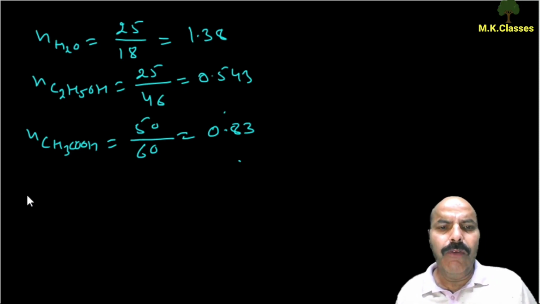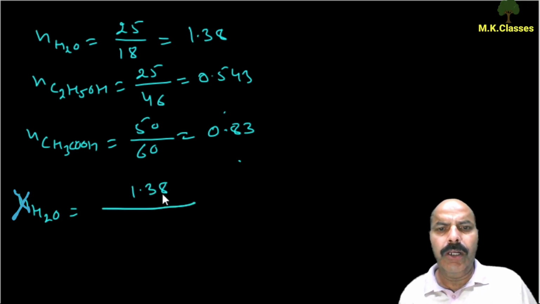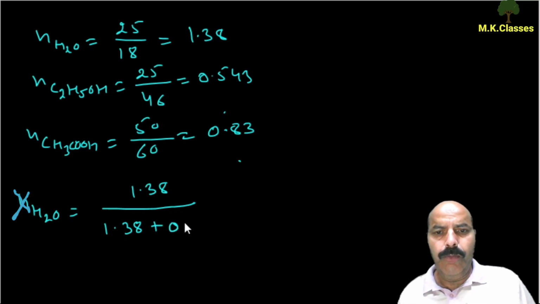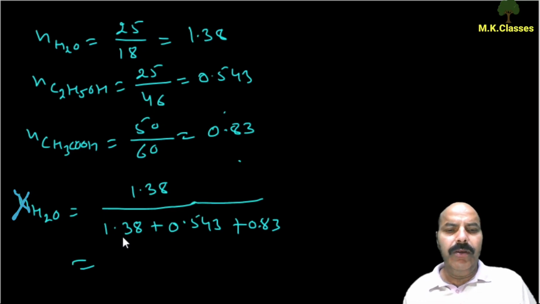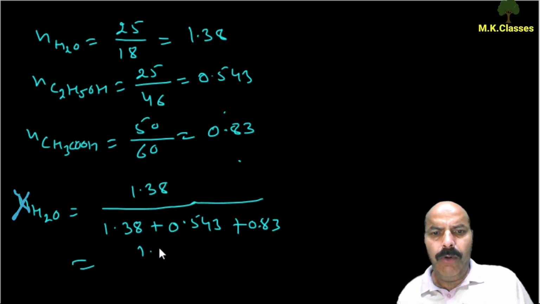So we can find out the mole fraction of water now. Let's say mole fraction of water कैसे निकालेंगे बच्चों? It's moles of water upon total number of moles of the solution, that is 1.38 beta plus 0.543 plus 0.83 beta. So we can calculate the mole fraction of this water beta.